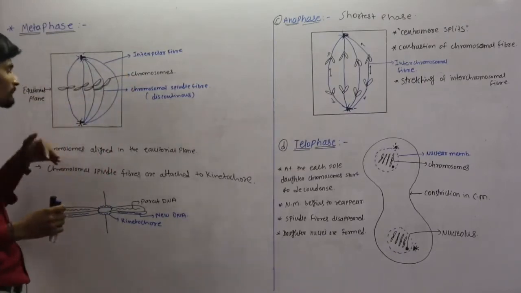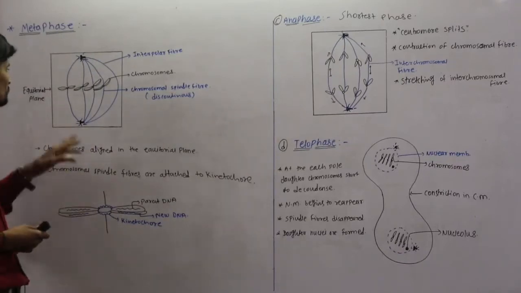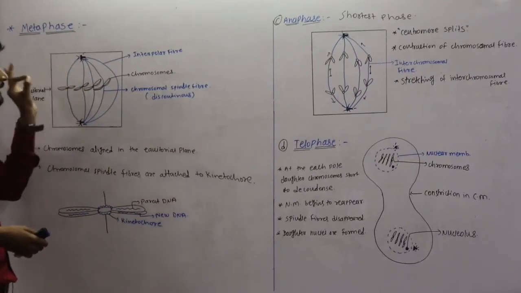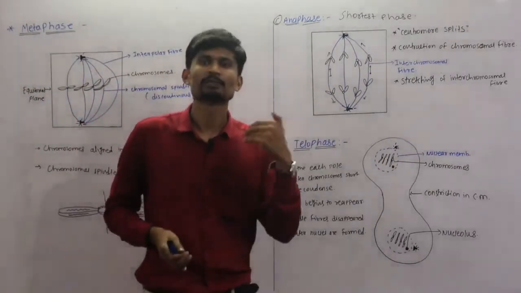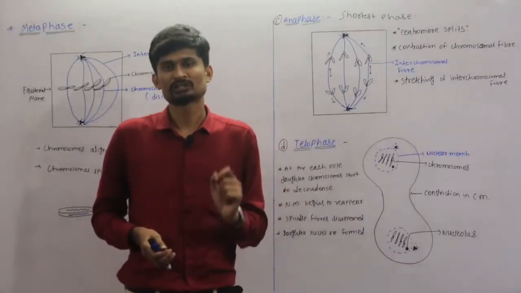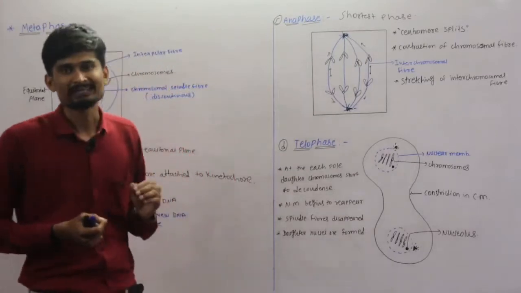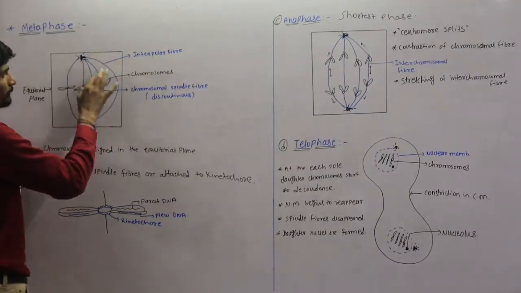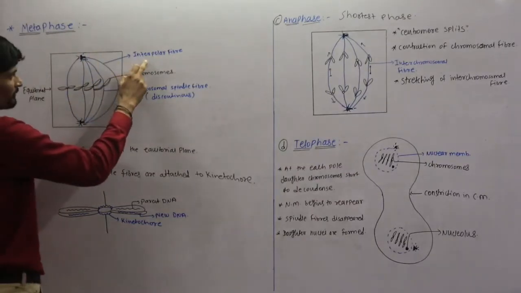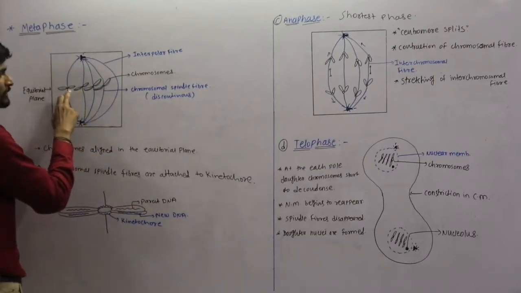We are considering diploid condition, 2n is equal to 4c, means 4 chromosomes. So there are 4 chromosomes, and the DNA content of the cell gets doubled during the interphase, because in the S phase there is a DNA replication, due to which the amount of DNA gets doubled. Now from the centrioles, these fibers, that is spindle fibers, arise and attach to the centromere.